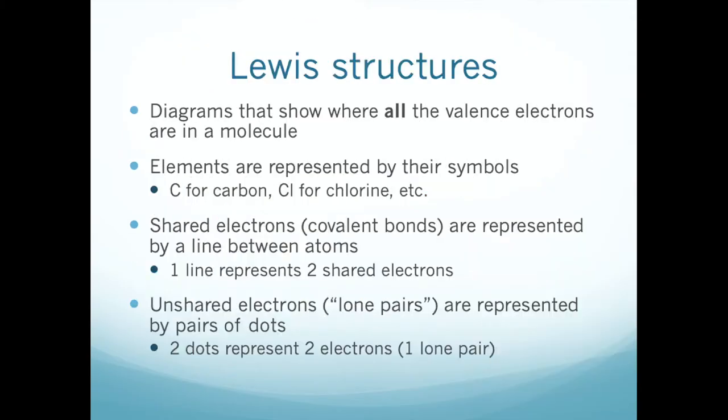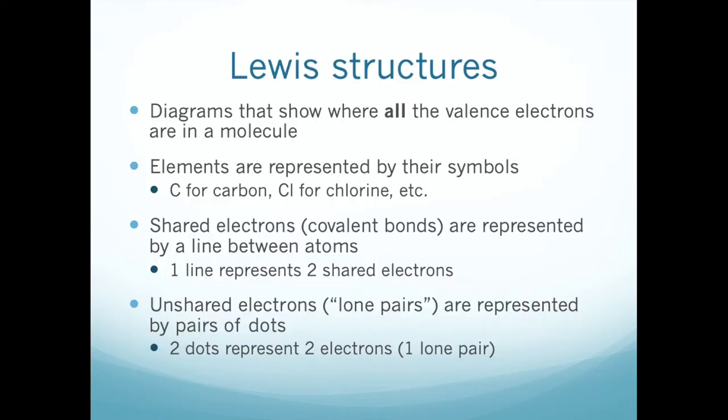So let's talk about how to draw Lewis structures. These are pictures of molecules representing the valence electrons that we want to keep track of in our molecules. Now, when we show these valence electrons, we're going to represent them either as shared electrons between 2 atoms, and we'll use a line to represent a pair of shared electrons or a covalent bond. And we have what are called lone pairs of electrons, also known as non-bonding electrons or unshared electrons.